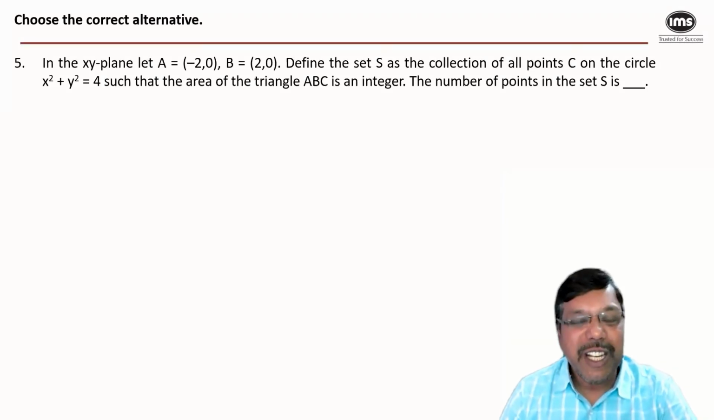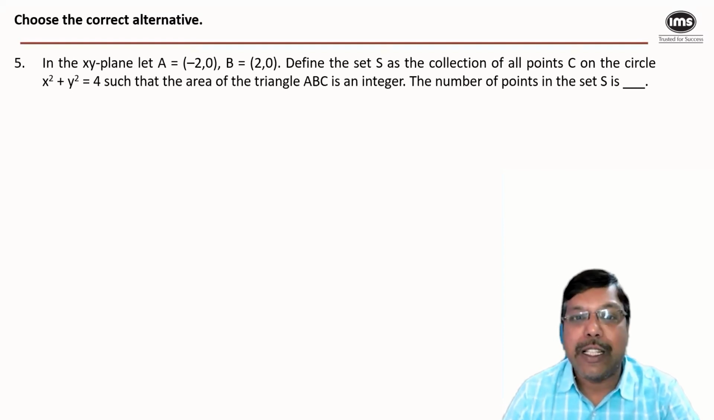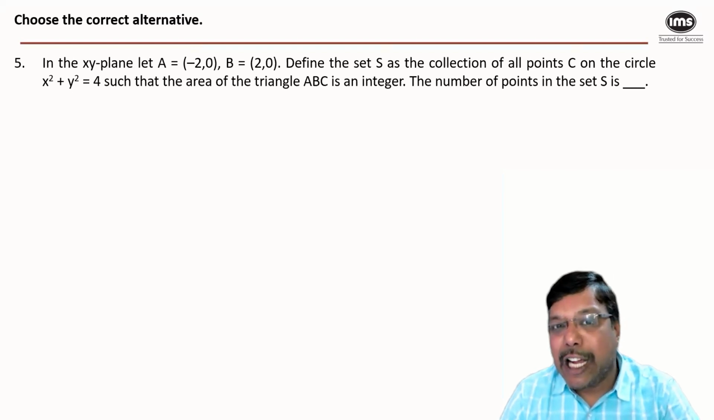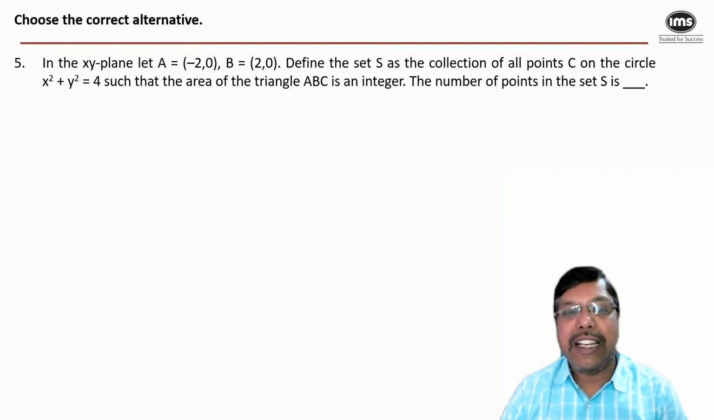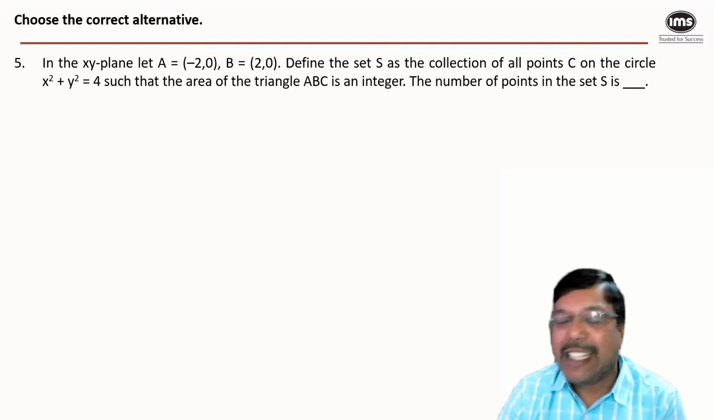Now, let's see this question. An interesting one. There is an XY plane and 2 points A and B: minus 2 comma 0 and 2 comma 0. Now, we need to find the set S as a collection of all points C on the circle x square plus y square is equal to 4, such that the area of the triangle ABC is an integer. Now, the number of points in the set S is.